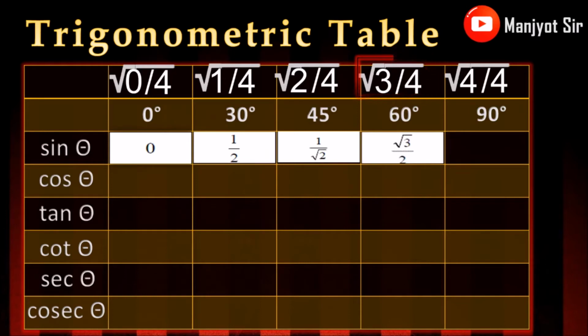Next term. If you observe next term, we can cancel this term. 4 ones are and 4 ones are. So we are left with 1 and square root of 1 will be 1. So sine 90 is 1. I hope everyone is clear with all 5 values of sine. Now let's move ahead with cos.